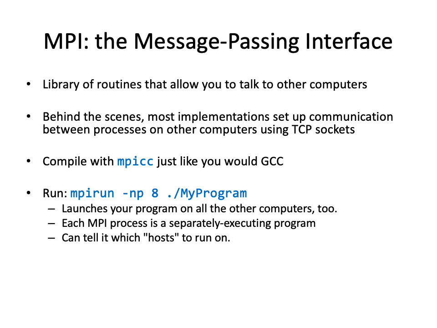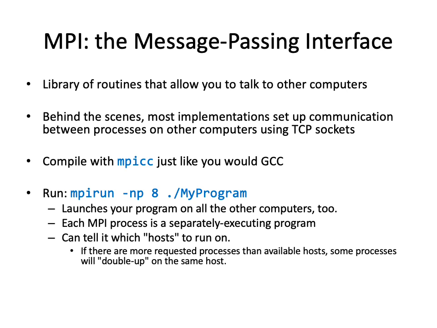And you can specify what hosts to run on. You can say, do it all on this computer, separately. You can also say, if you've got the computer lab at UWEC, you could have that running on that computer lab, and each one of those computers would be running a separate instance of my program. Now, if there are more requested processes than available hosts, then some processes will double up on the same host. So for instance, in a little bit, you'll see an example where I have a quad-core computer, and I requested 8 processes, and so what it did is it doubled up. So each of my cores had 2 processes that would have to take turns.